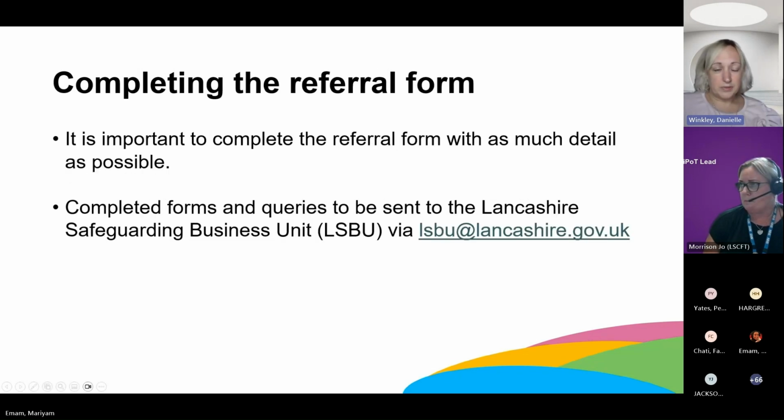Yeah, and as we said, if you complete the referral form with as much detail as possible, or give one of us a call, we can talk you through where we are, because as a children's social care agency, as a police agency and as health, we might have additional information that we can share.